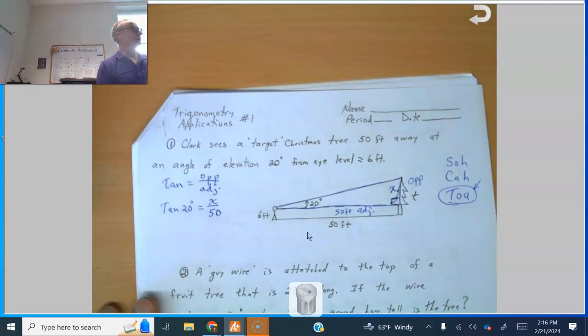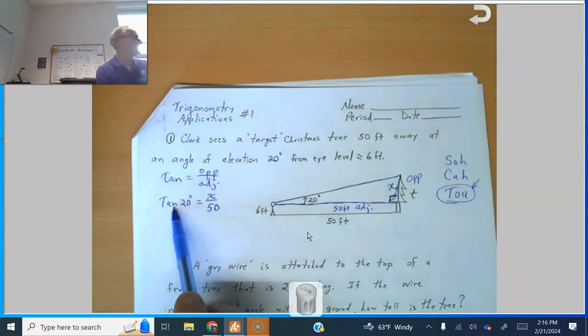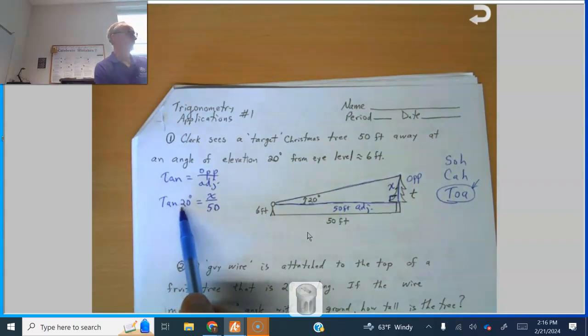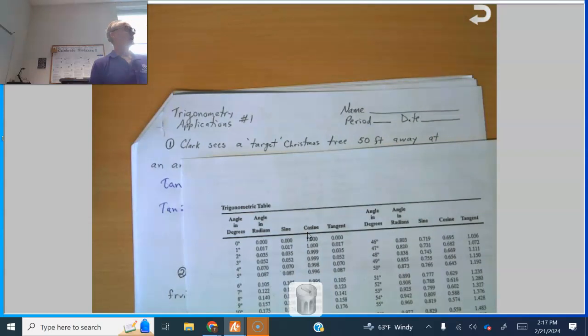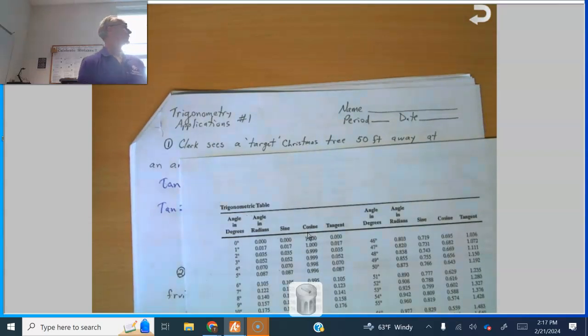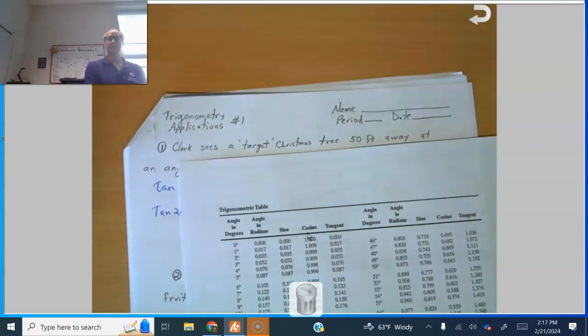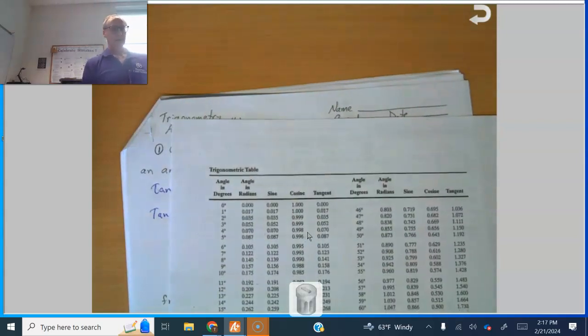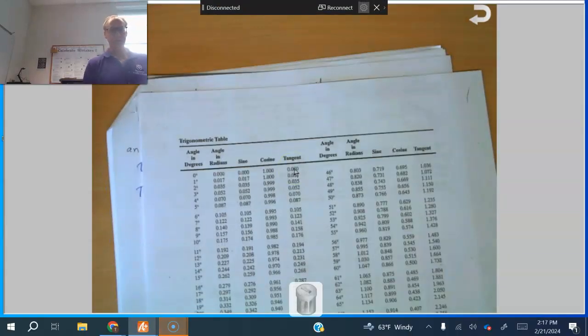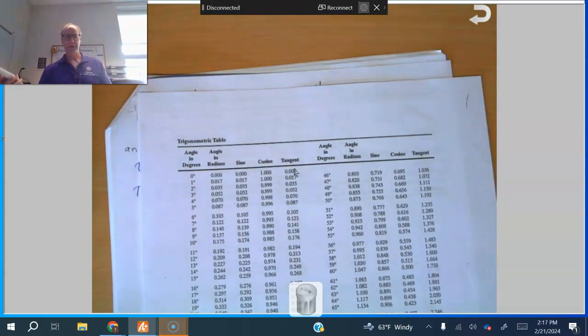Now what you're going to have to do is look up the tangent of 20 degrees. And there's a whole bunch of places where you can look. Your best option, at least for this class, is probably to grab your trig table and look up the tangent of 20 degrees. That's one way to look it up. And if we look up tangent, it's in this last column here. Sorry. I'll try it again.